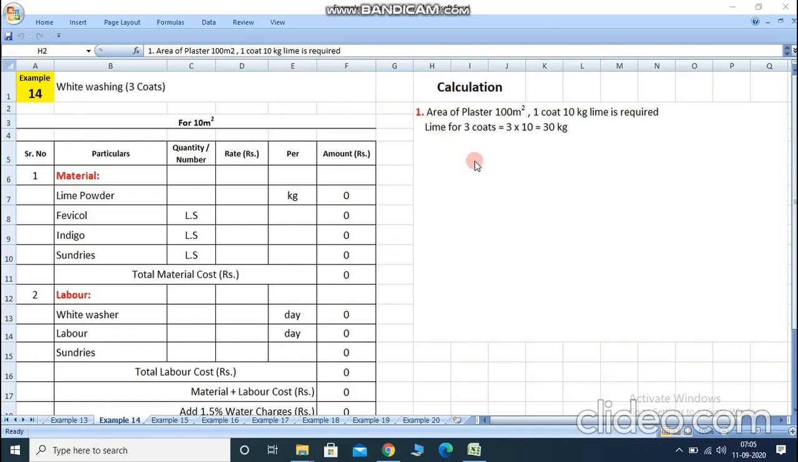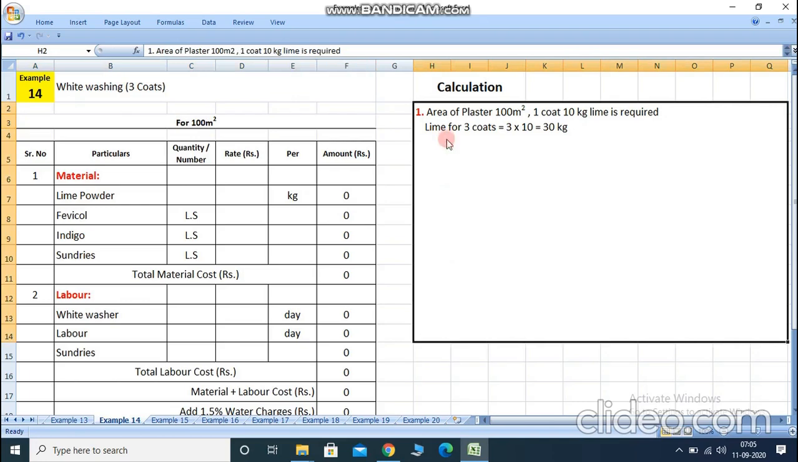Hello student, today we start a new example, number 14, and in this example we take whitewashing 3-coat. Here we calculate the quantity for material and rate analysis for a 100 meter square area. First we calculate the quantity of lime for 3-coat.